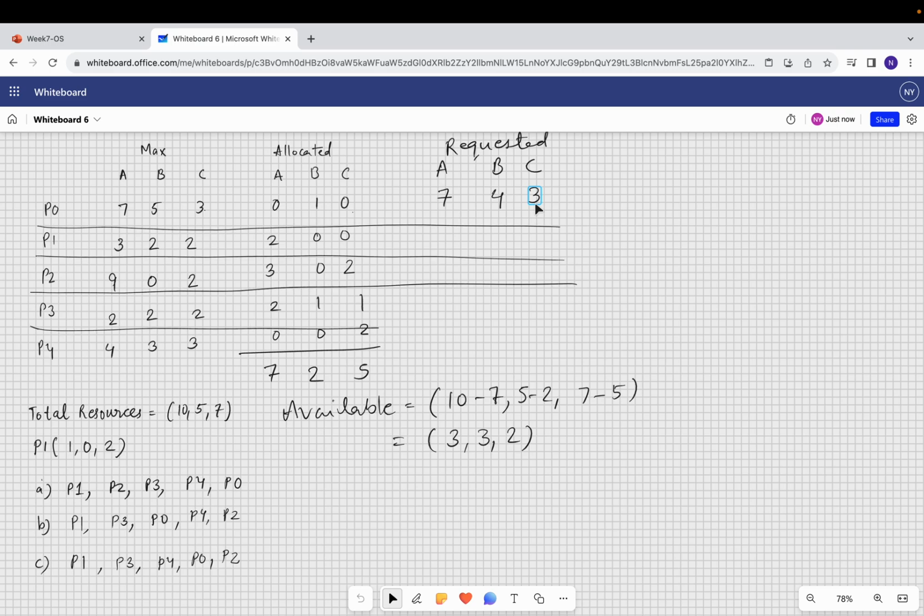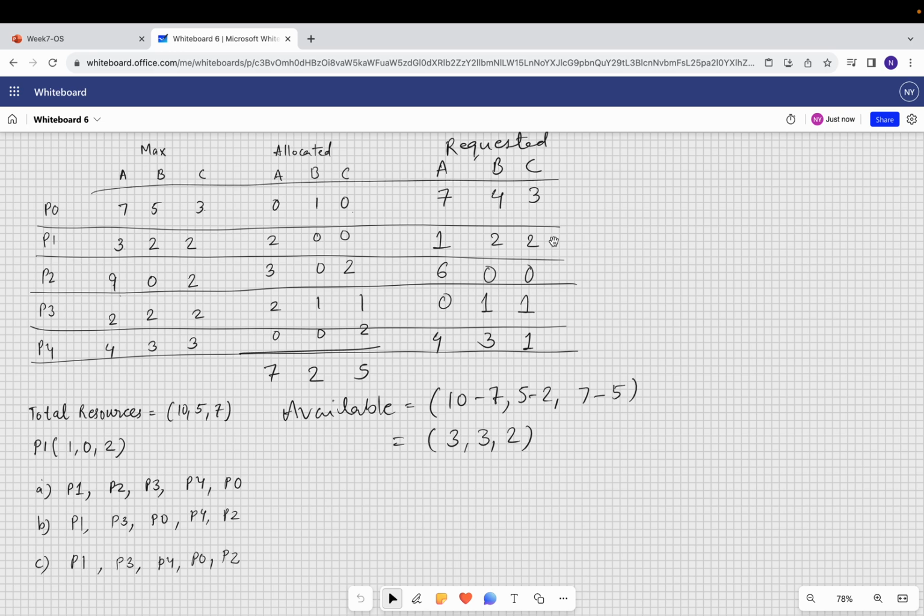Then for P1, we have 3 minus 2 is 1, 2 minus 0 is 2, 2 minus 0 is 2. Then for P2, 9 minus 3, 6, 0 minus 0, 0, 2 minus 2, 0, 2 minus 1, 1. Then for P3, 4 minus 0 is 4, 3 minus 0 is 3, 3 minus 2 is 1. So this is our requested matrix, showing how many units are requested of each of the resources by the processes.